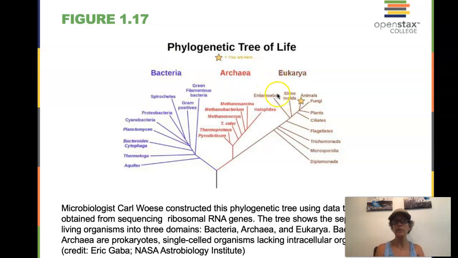We're also pretty close to slime molds. Now this tree was constructed by Dr. Carl Woese, and he used ribosomal RNA genes to create these groupings. Now, RNA stands for ribonucleic acid. It is related to DNA. DNA stands for deoxyribonucleic acid.